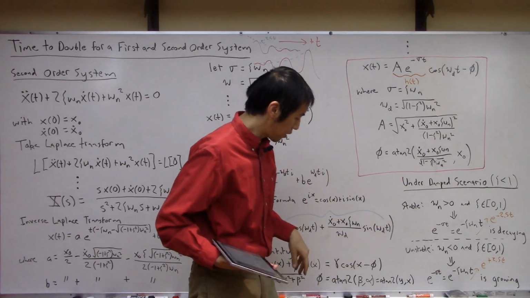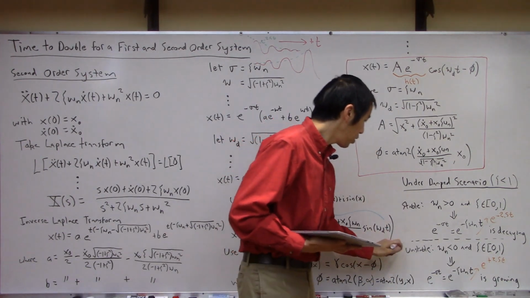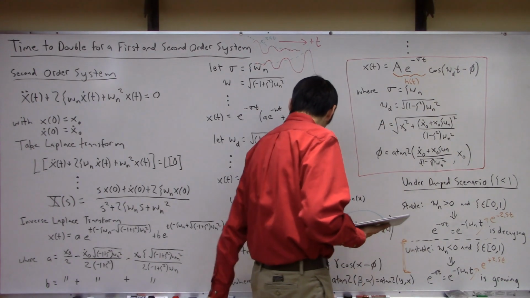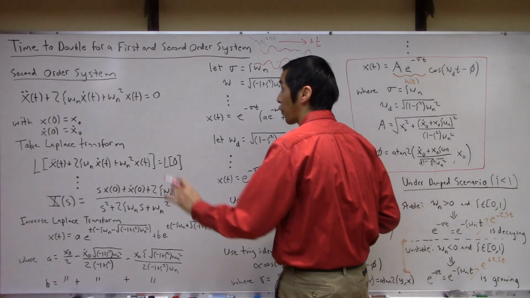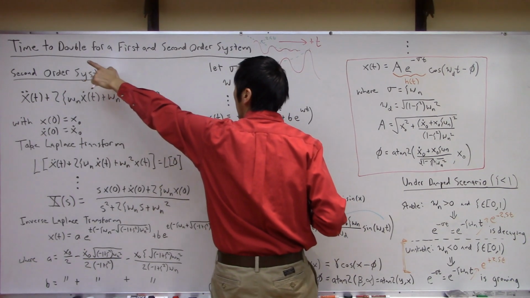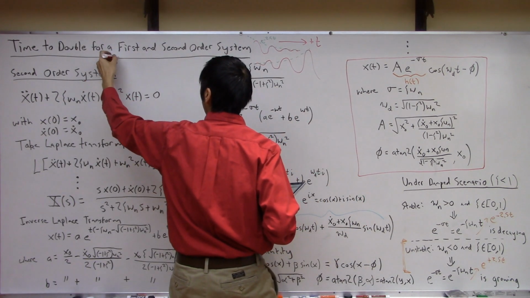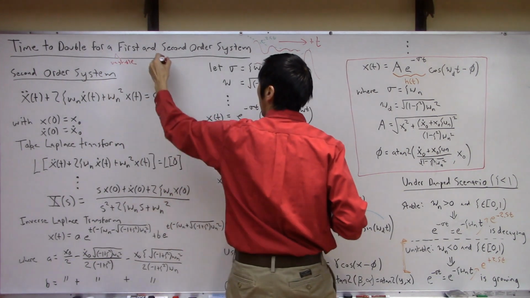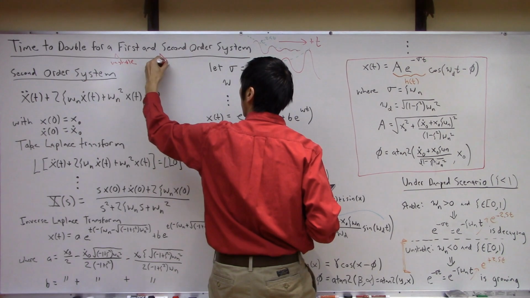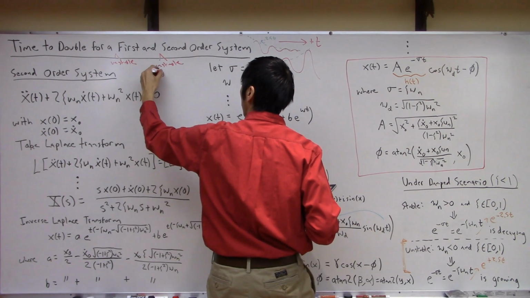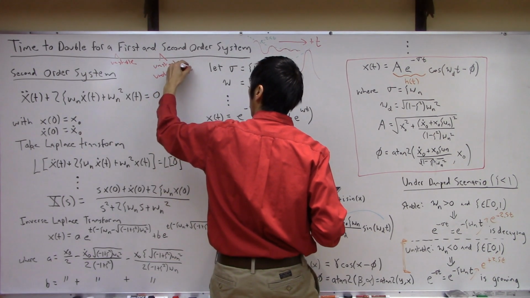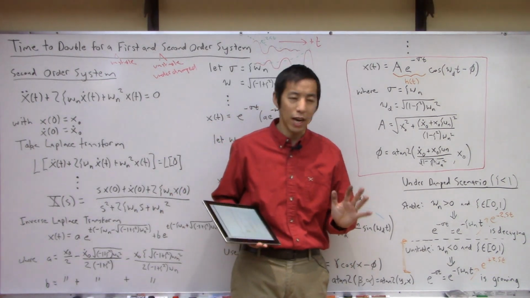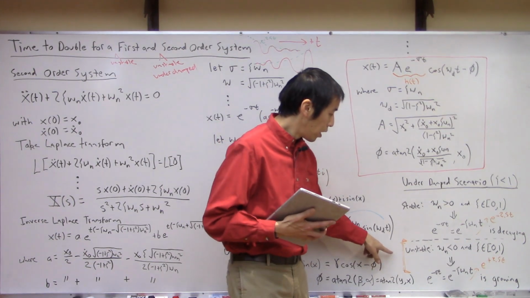So let's formalize that. What I'd like to look at now is the regime down here. Maybe what we should have said for this title is, time to double for, in this case, an unstable underdamped second order system. That's maybe a little bit more specific title of what we're actually talking about. All right, so let's do that.